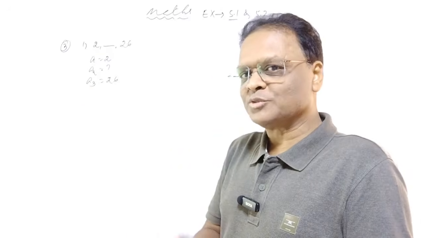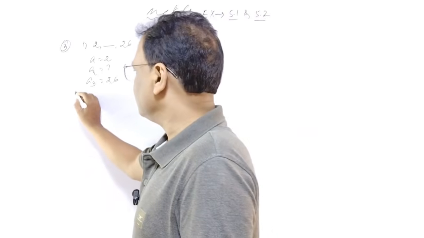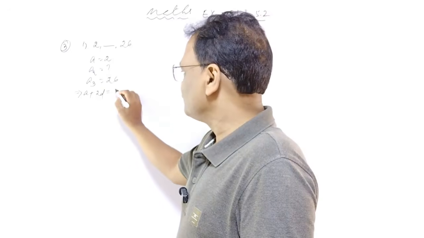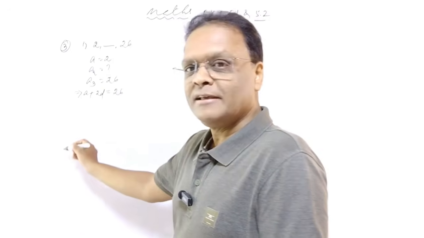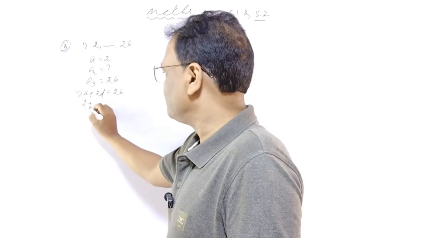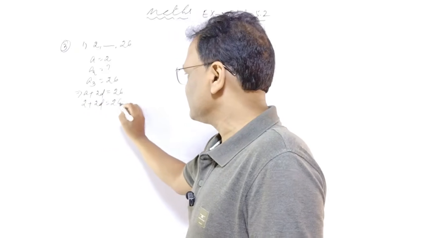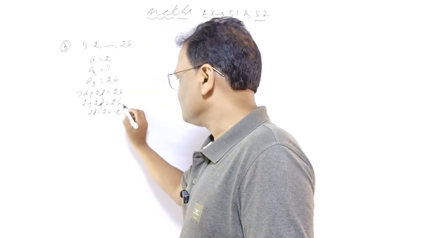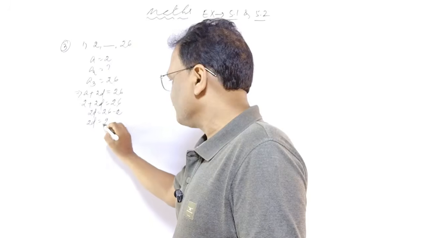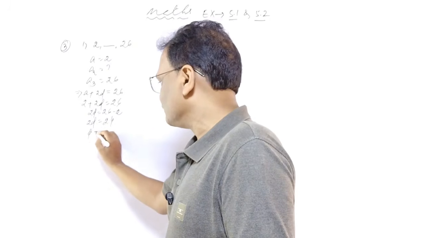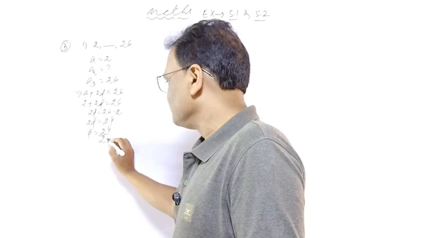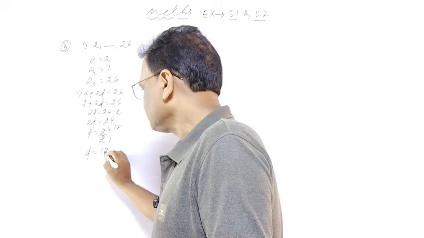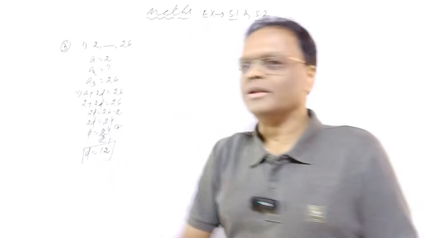A3, we know A3 is equal to A plus 2D. This A3 is nothing but A plus 2 into D. This A plus 2D is equal to 26. But what is A? A is given. 2 plus 2D is equal to 26. Or 2D is equal to 26 minus 2. 2D is equal to 24. Or D is equal to 24 divided by 2, which is nothing but 12. So what is my D? I got the D value. D is equal to 12.